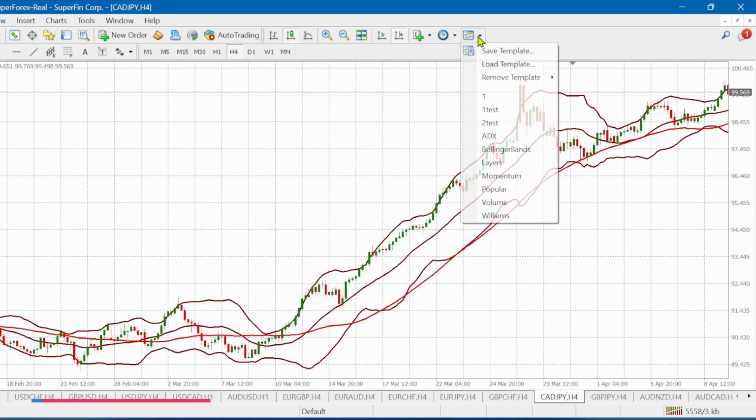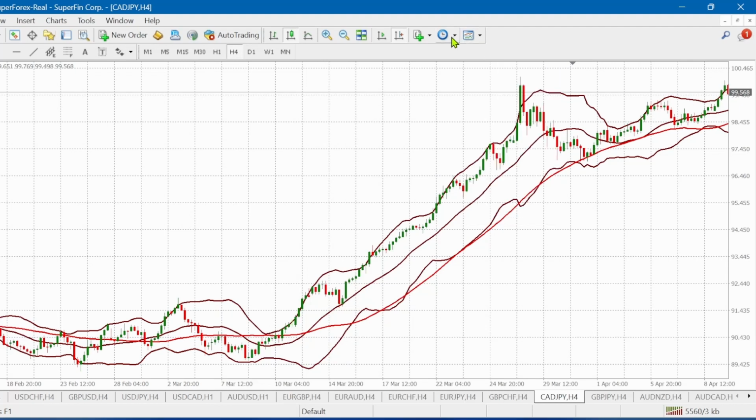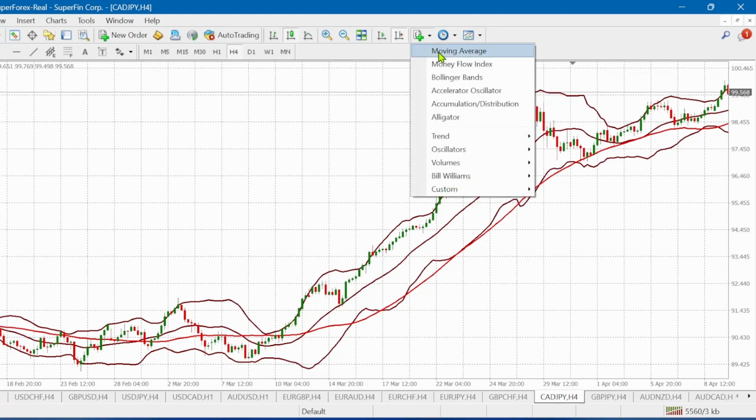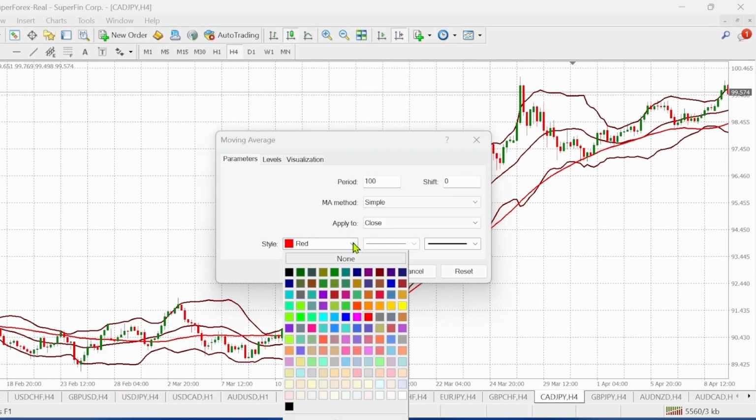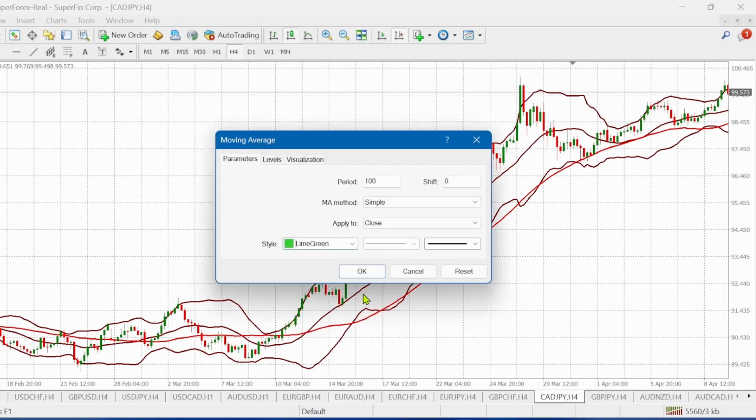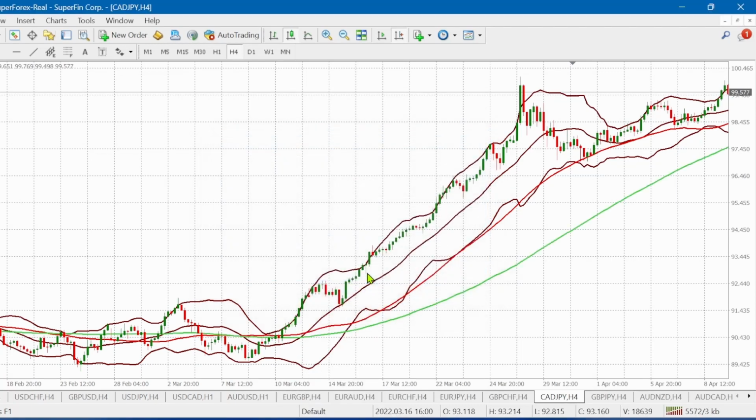The second EMA is EMA 100. Let's color it as green. Perfect.